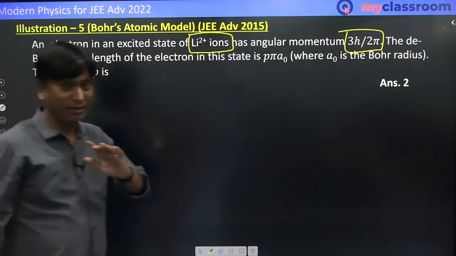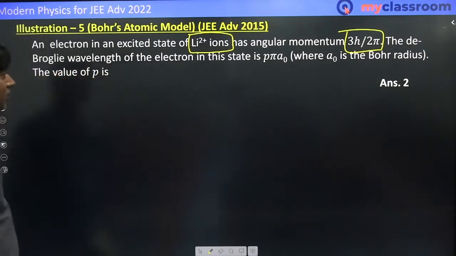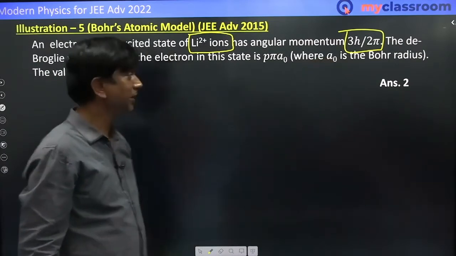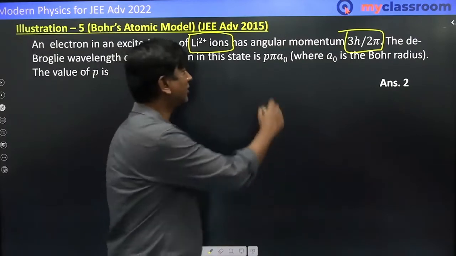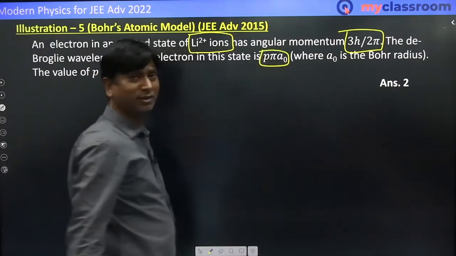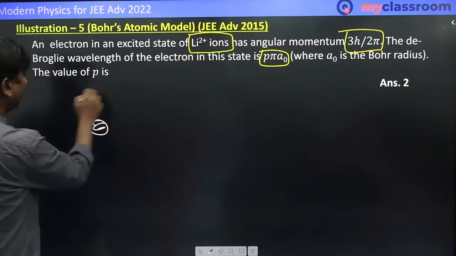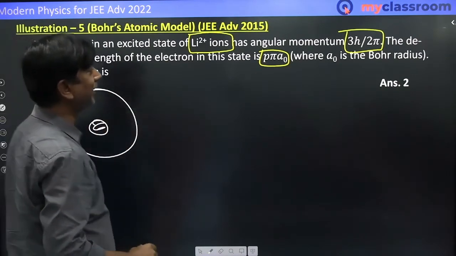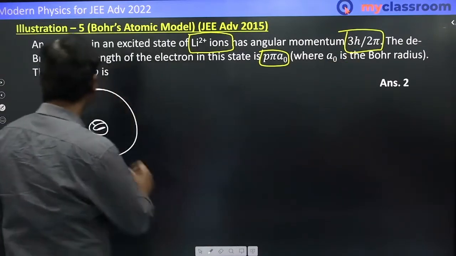It is not a hydrogen atom, it is a hydrogen-like ion, Li2+, right? And it is having an angular momentum of 3h by 2 pi, something like nh by 2 pi. The de Broglie wavelength of the electron in this state is, okay, they are asking the de Broglie wavelength of the electron in this state. So if you have this nucleus, nh by 2 pi means n is equal to 3.